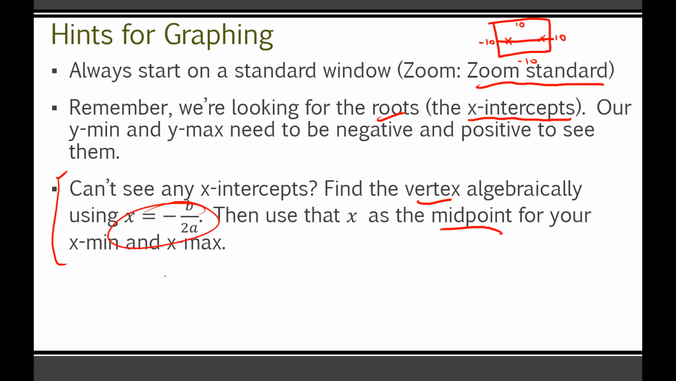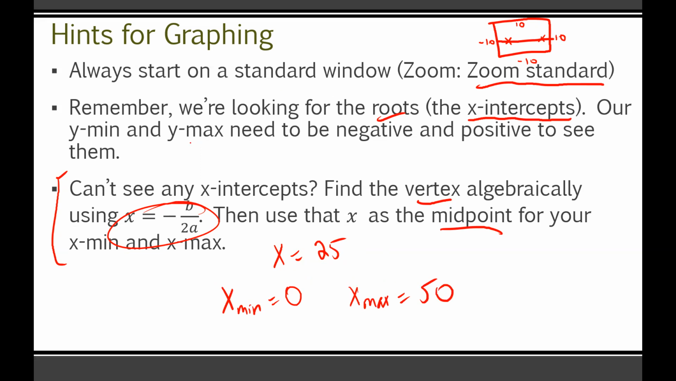So let's say you use this function here, and you found that your vertex is actually x equals, let's say, 25, right? If x is 25, if that's your vertex, it's no wonder why you can't see your x-intercepts in a standard window, because your x-intercepts aren't going to fall between -10 and +10, at least not necessarily. So we can understand that the x part of your vertex will be the midpoint for your x min and x max. So maybe if I found that I had a vertex that was x equals 25, maybe I'd set my x min to be like 0, and then my x max I could set to be like 50, right?